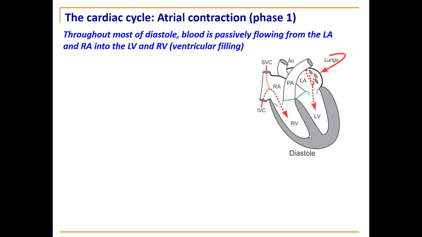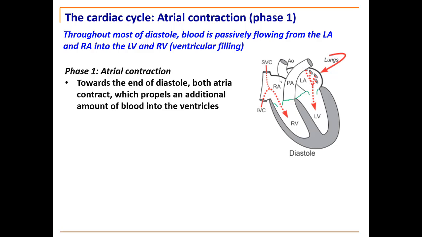There are a variety of different phases to go through with the cardiac cycle, and we're going to start with the first one, which is atrial contraction. Remember, during most of diastole, that's filling of the left ventricle, which is shown here, you can see the right atria filling blood into the right ventricle, same thing with the left atria into the left ventricle. You can also see the blood returning to the right atria from the inferior and superior vena cava, and also from the pulmonary vein. Throughout most of diastole, the blood is passively flowing from the left and right atria into the left and right ventricles. And this is your ventricle filling.